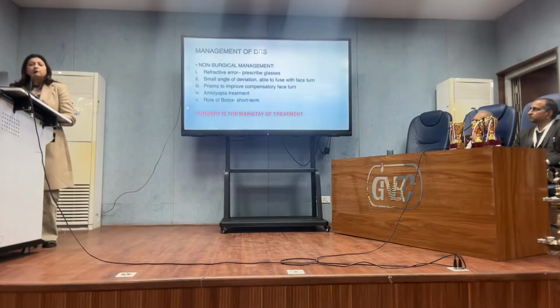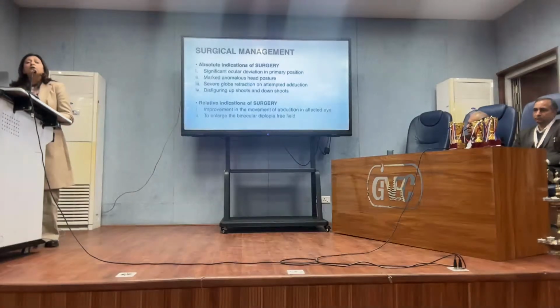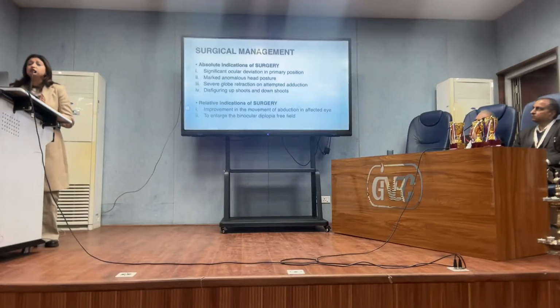But there's a right time to intervene in these patients. Surgery remains the mainstay of treatment. When do we operate? If we see that there is a significant deviation in the primary position, marked anomalous head posture, or very severe features of anomalous innervation like globe retraction, upshoots, downshoots, which are really disfiguring for the patient at times, yes, you have to operate on them.